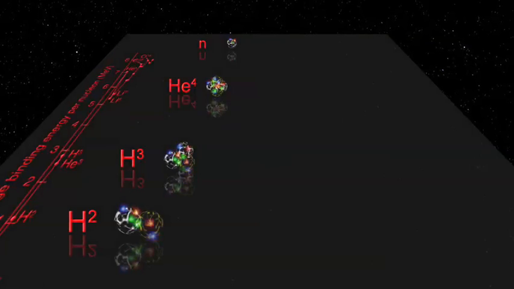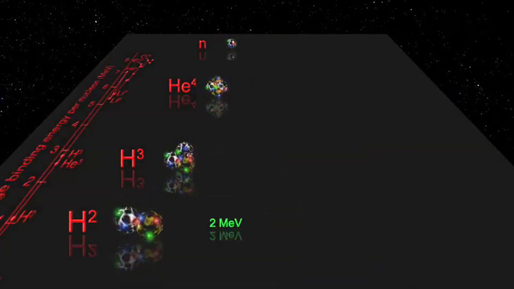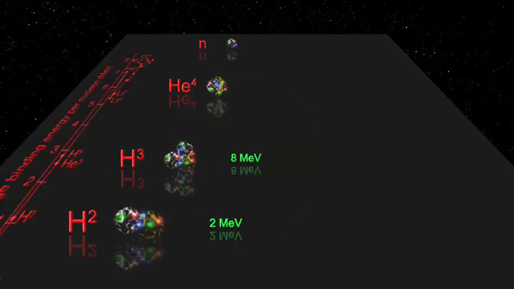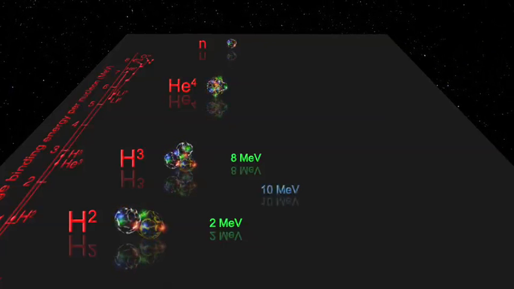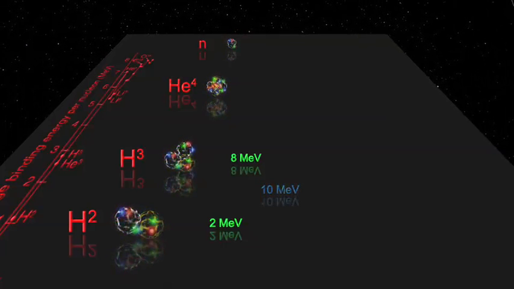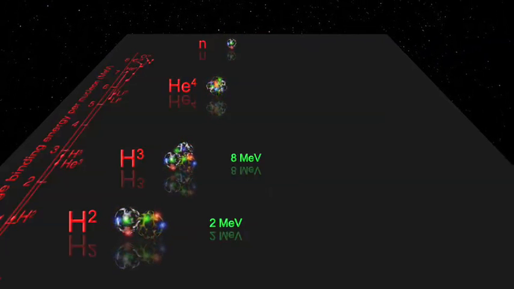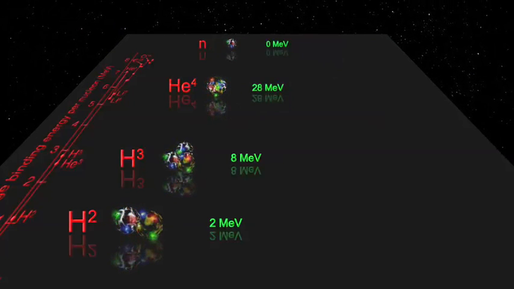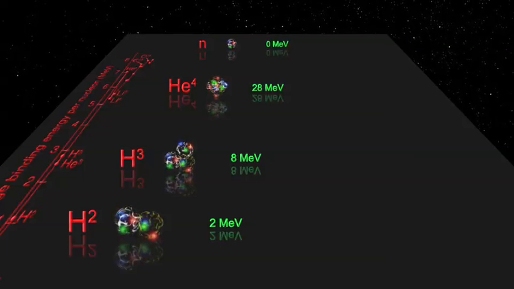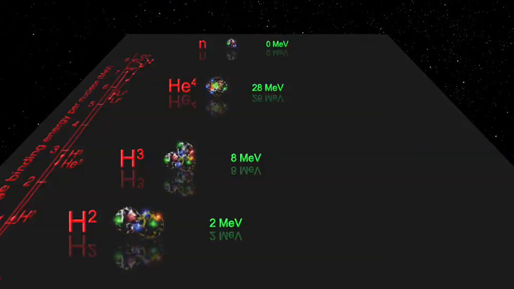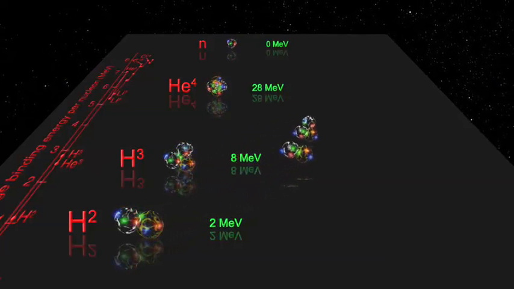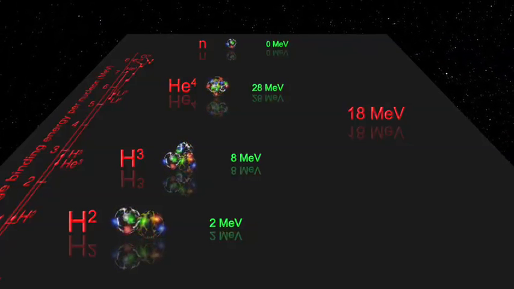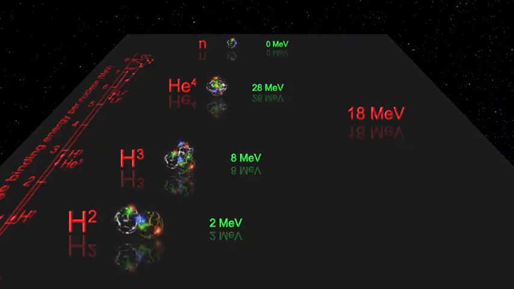The binding energy for deuterium is about 2 MeV. And the binding energy for tritium is about 8 MeV. So the total for the input items is 10 MeV. The binding energy for helium is 28 MeV, and the free neutron has 0 binding energy. Subtracting the 10 MeV from the 28 MeV reveals that every time this fusion happens, we liberate 18 MeV of energy. And that's pretty good. But there's a problem.